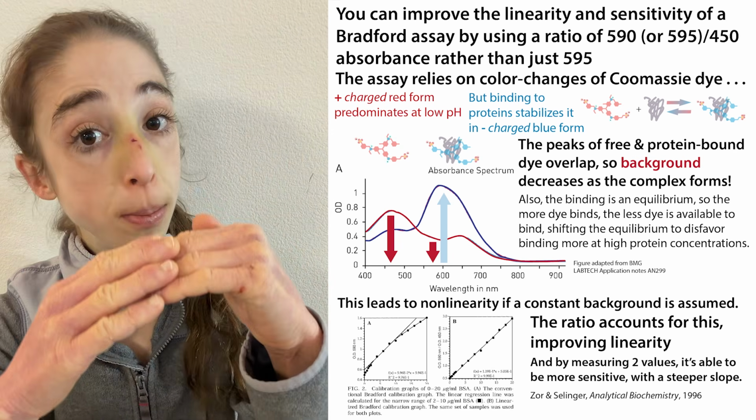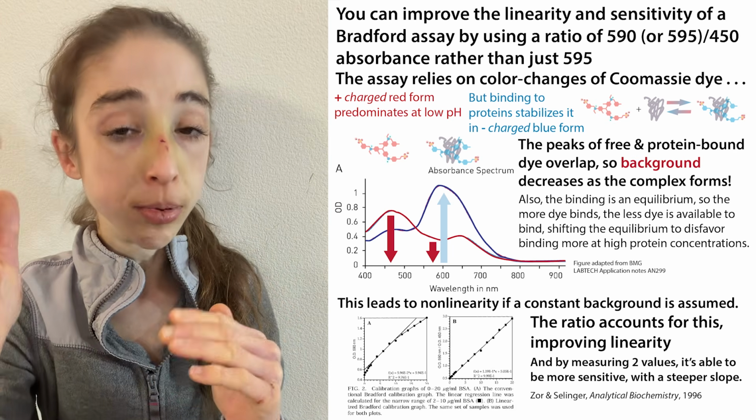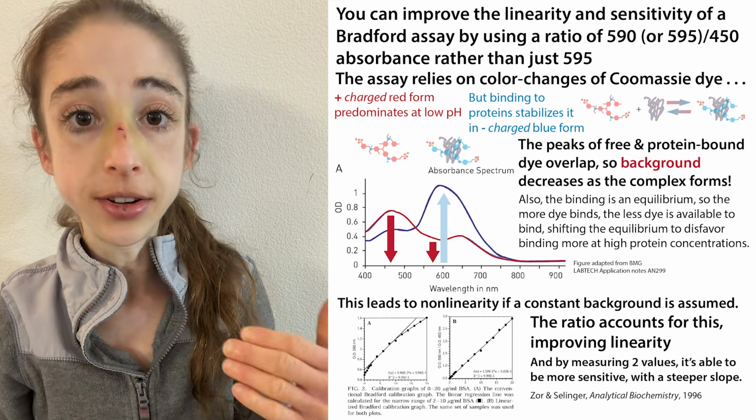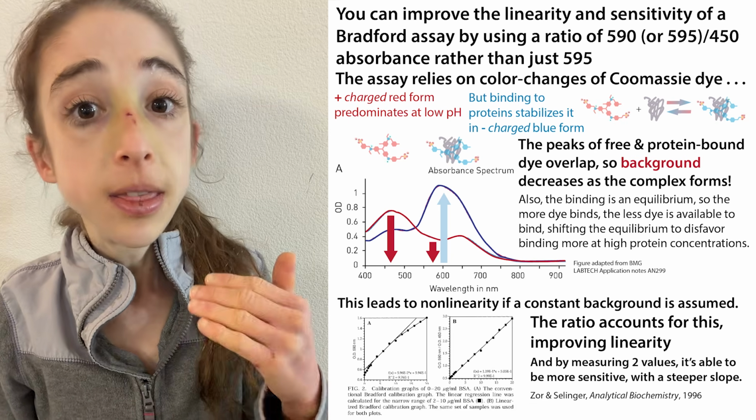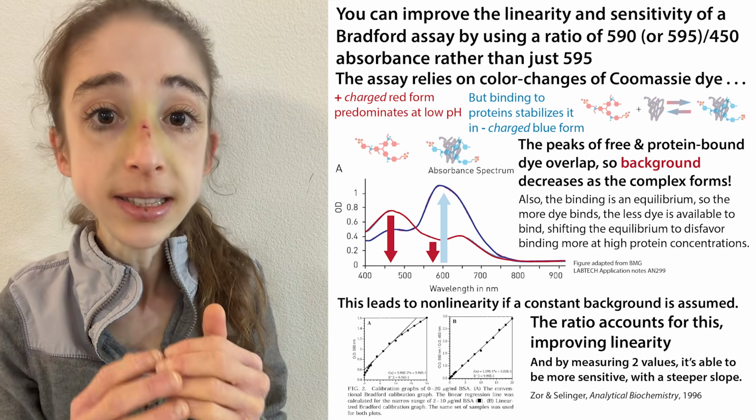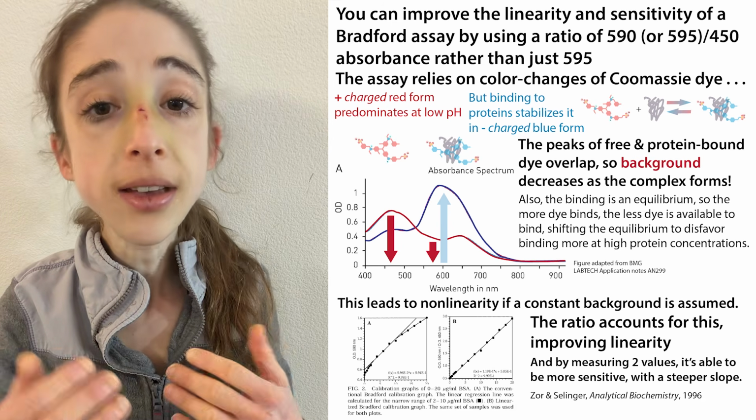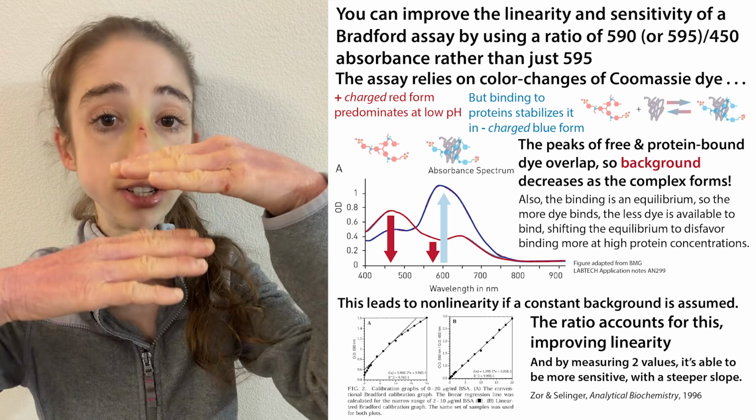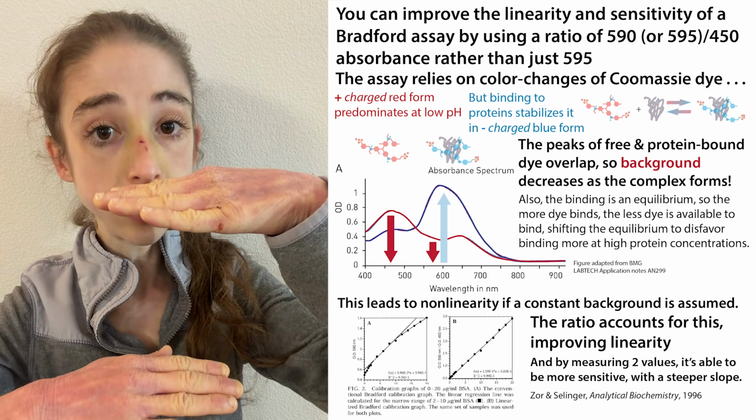So this means that your background is actually going to decrease as you have more protein. But typically when you're making a standard curve, you're assuming that the background is constant. The background is not constant, though, it's decreasing. And so what this means is that you're going to actually underestimate how much protein you have at those higher concentrations, because you're assuming that the baseline is staying here, but really it's going down.